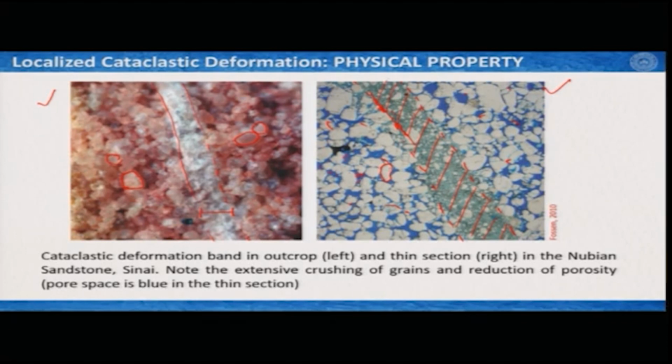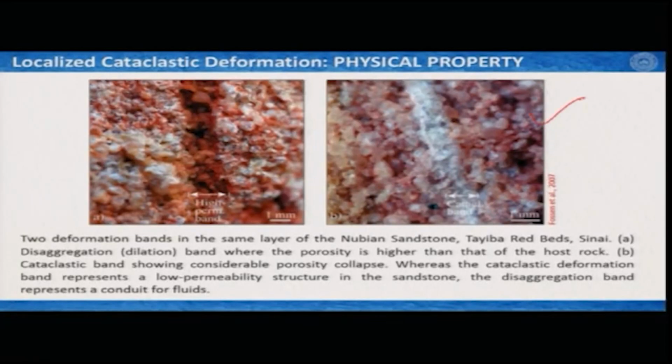But we still have to answer the question of why we should be concerned about this kind of deformation. So far, in all the examples we looked at, along these localized cataclastic deformation bands the porosity got reduced. Can we have an example otherwise, where the porosity can also increase along these deformation bands? The answer is yes. This image is exactly what we have seen in the previous slide, where porosity got extremely reduced along this narrow zone.